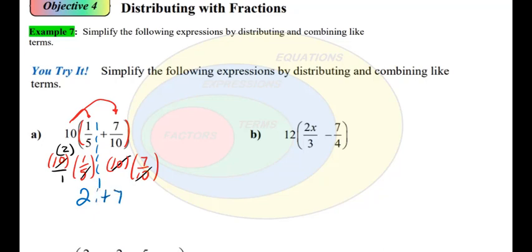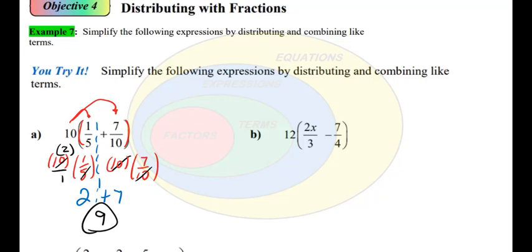Again, we're getting two terms. Our term values are 2 and 7. We can combine those like terms to get our value of 9. So it was a lot easier to do the multiplication first than it was to add the fractions together. Again, we'll realize that here.